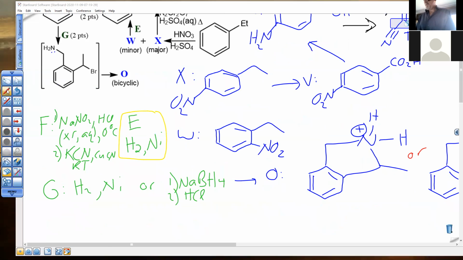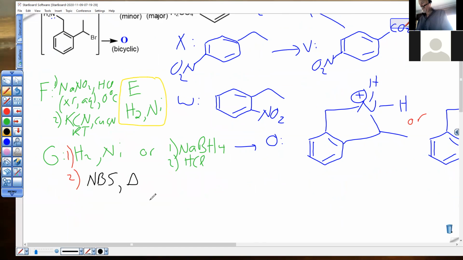Yeah, step 1 was to reduce it to CH2NH2. And step 2 is to put a bromine on the benzylic position. You could say bromine and heat, Br2 and heat. I'd give you full credit probably. A better set of conditions, though, for benzylic and allylic brominations is to use N-bromosuccinimide and heat. And that would put the bromine on there. And just a reminder, N-bromosuccinimide looks like this.